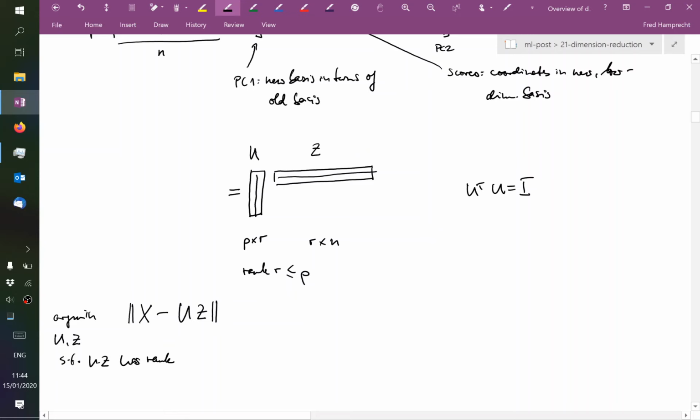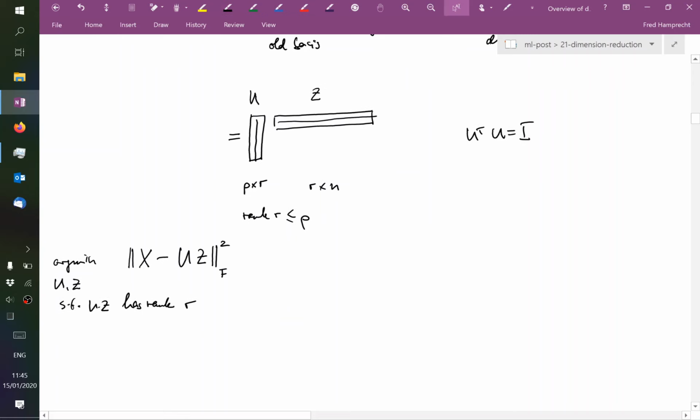has rank R. So we've specified how many dimensions we're willing to invest. Usually when we make a plot, the rank R that we choose is just 2. All right, and this is the Frobenius norm squared here. This is the optimization problem that principal component analysis solves.